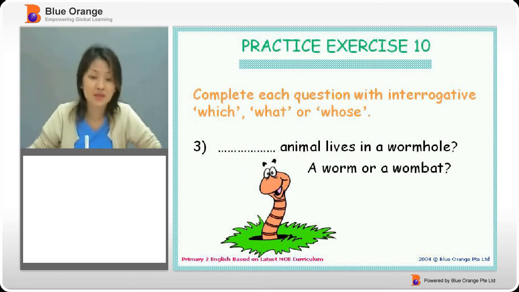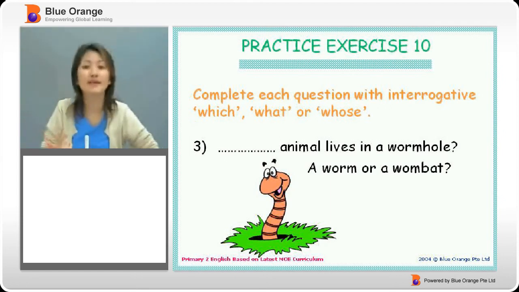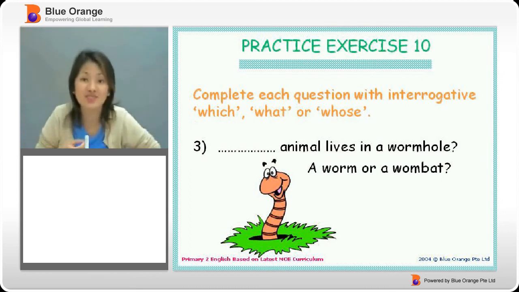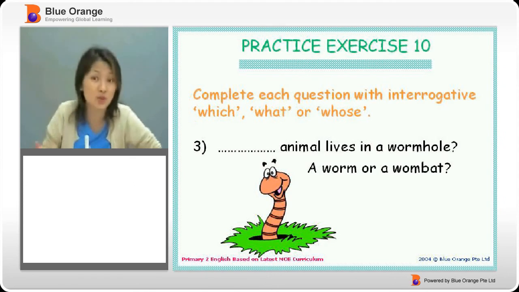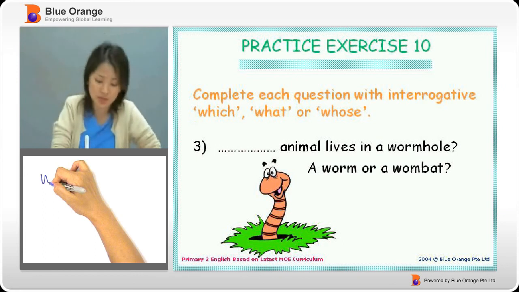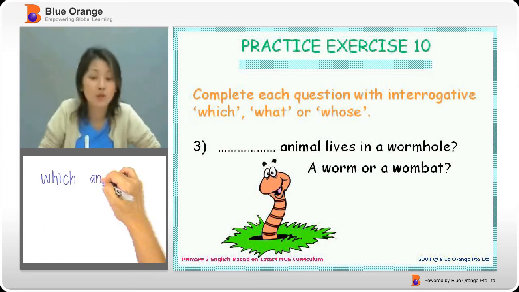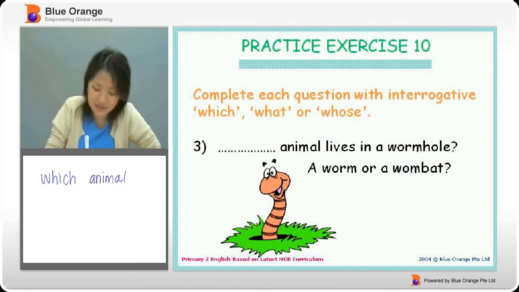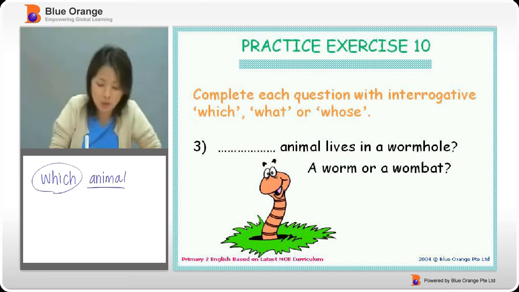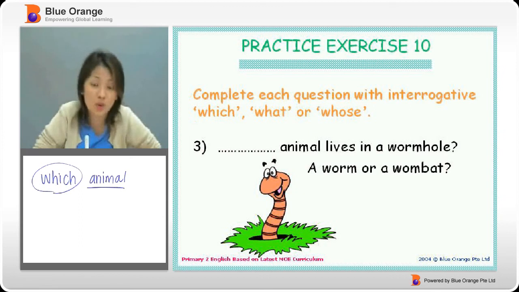Number 3. Blank animal lives in a wormhole. A worm or a wombat? Is there a choice? That's right. You have a choice of two. I'm expecting either a worm or a wombat. If you say a pig, then of course it does not answer my question. If you tell me a snake, it does not answer my question because I'm giving you a choice. In this case, when you are given a choice, you have to use which. Which animal, you know the answer must come in the form of an animal. Okay? Which animal lives in a wormhole?